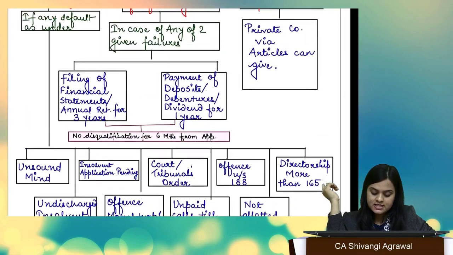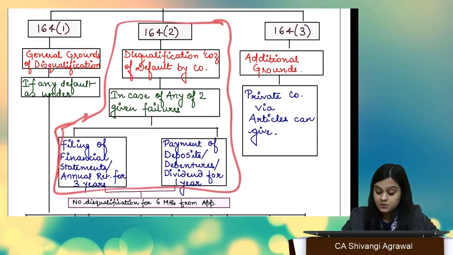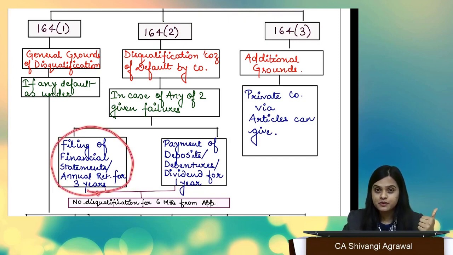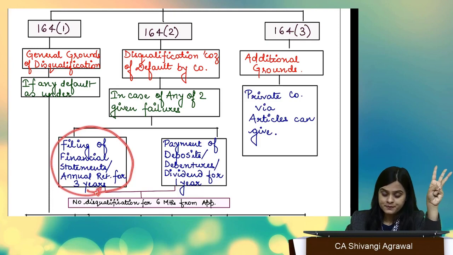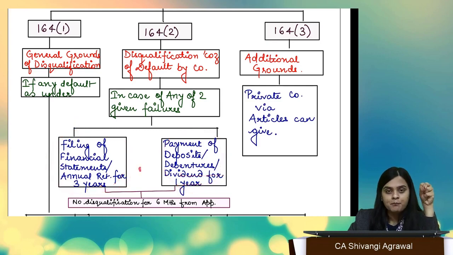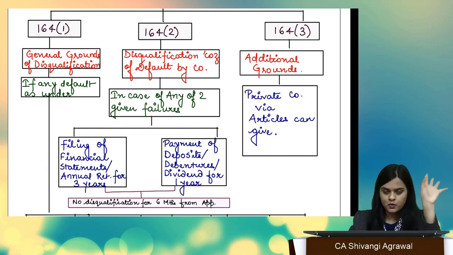Then we come to section 164(2). From examination point of view, this is very important, although it's a very small one. Supposedly, I'm a director in some company, and that company fails to file its financial statements or annual return for a continuous period of 3 years, or it does not pay its deposits, debentures or dividend, and they remain unpaid for 1 year or more. Either of the two situations gets attracted, the company becomes a defaulting company. And if I am the director of the defaulting company, I become disqualified.